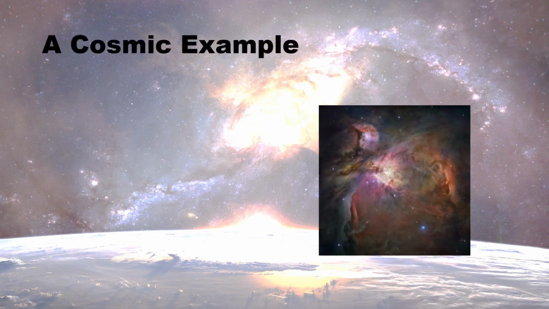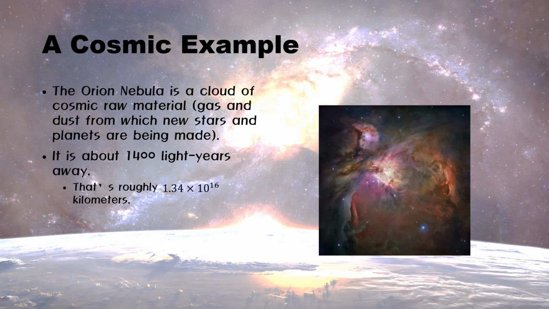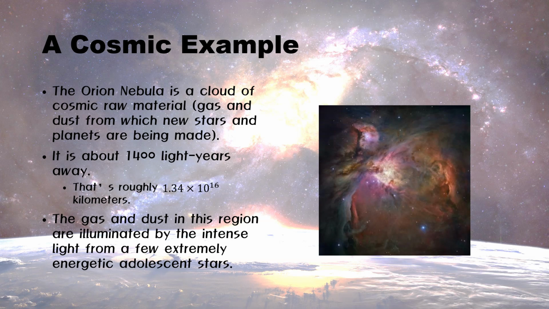And so let's look at this with a cosmic example here. The Orion Nebula is actually a cloud of cosmic raw material. So it's gas and dust, which pretty much makes new stars and planets. Now, the Orion Nebula, even though we can see it, is about 1,400 light years away, which means if I were to convert this to kilometers, that's roughly 1.34 times 10 to the 16th kilometers.